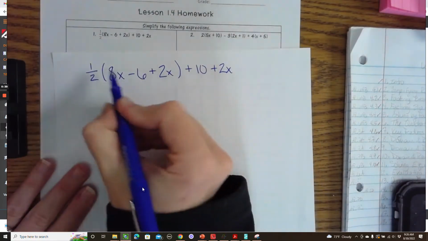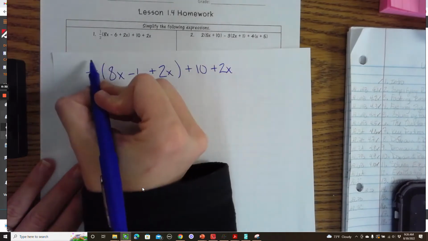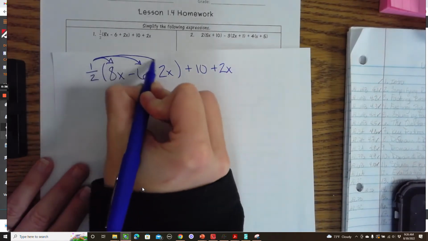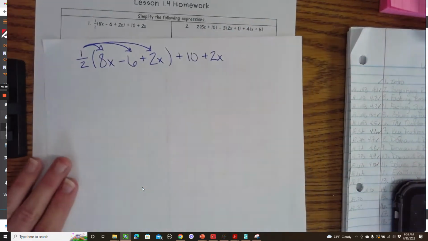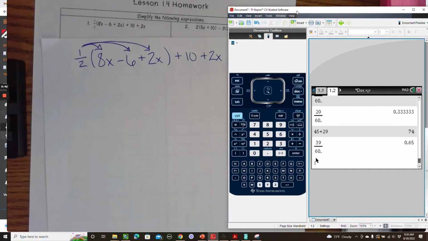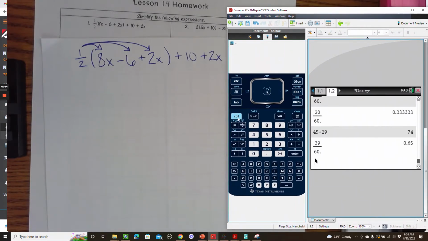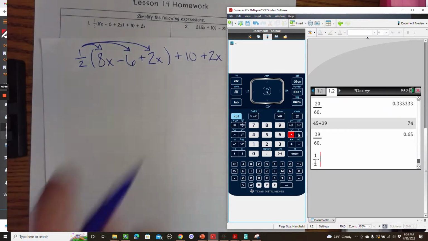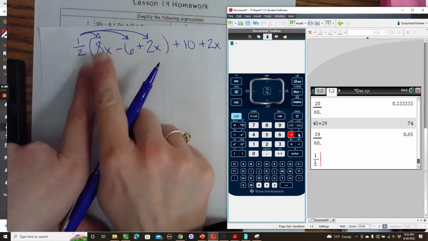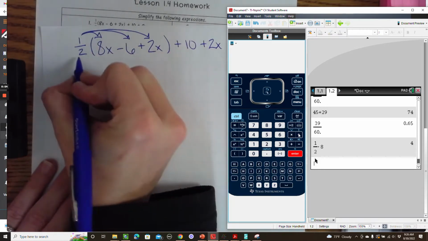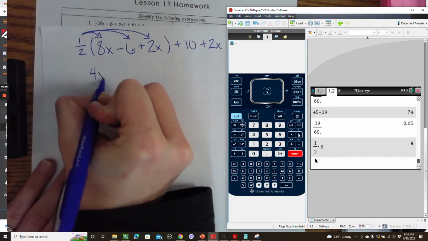Okay, so I've got a number outside the parentheses. So my first step is distributing that half. Now you can do that in your calculator. Don't let the fractions scare you. Your calculator will do them for you. So if you do control and division, you can do 1/2, and then here I'm going to multiply it. Remember, I can't type the x in, so I'm just going to type the 8. So 1/2 times 8x would be 4x.